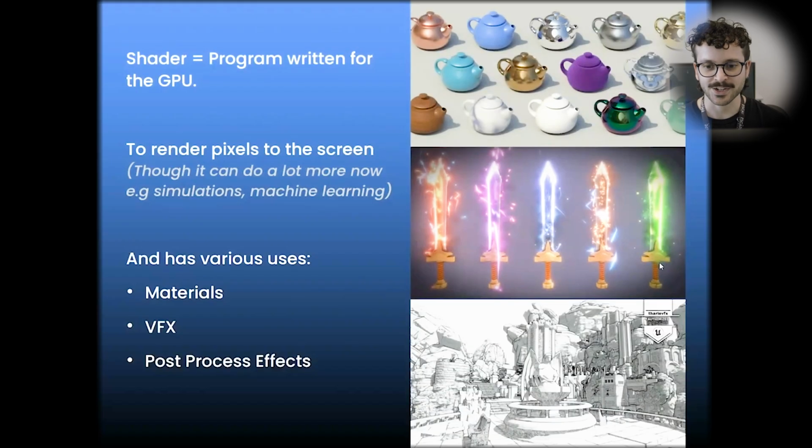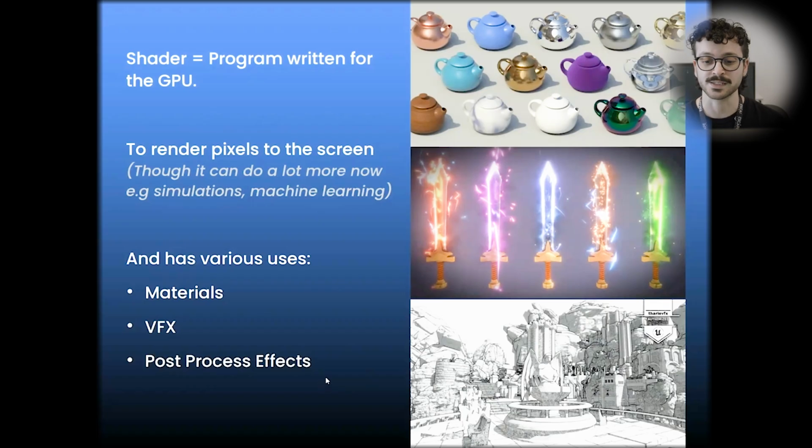Well, a shader is actually, in reality, a program written for the GPU. That's all it is. You can almost think of it as being divorced from lighting or materials. It's almost just like this abstract entity. It's this little piece of code that we give the GPU, the graphics processing unit, and most commonly it's used to render pixels onto the screen. Though in recent times it can do a lot more than that, like simulations and machine learning, and we'll talk a little bit about how and why that's possible.